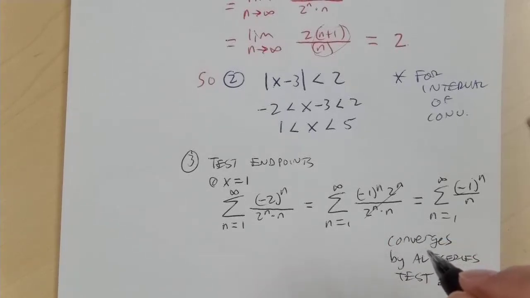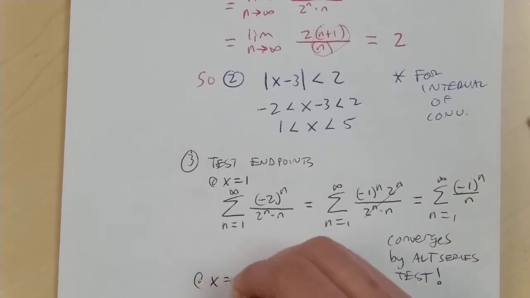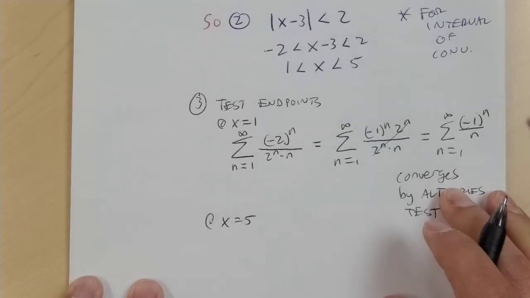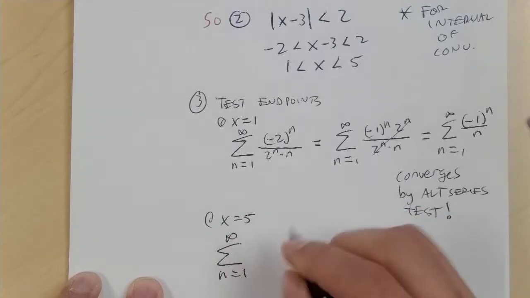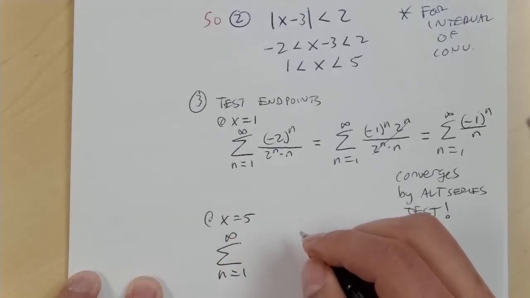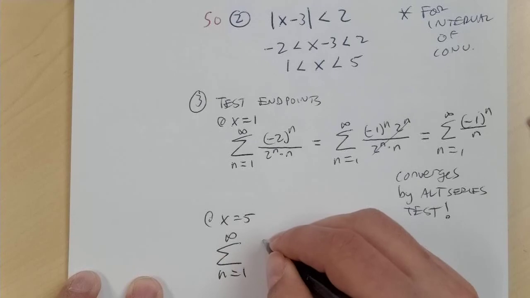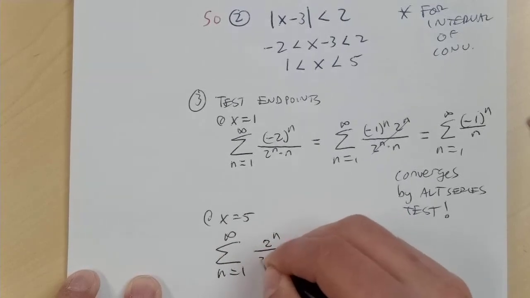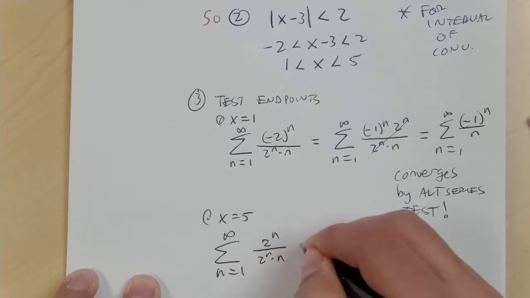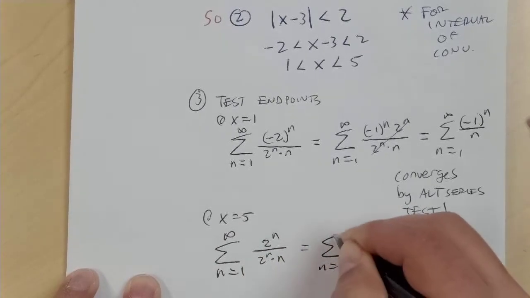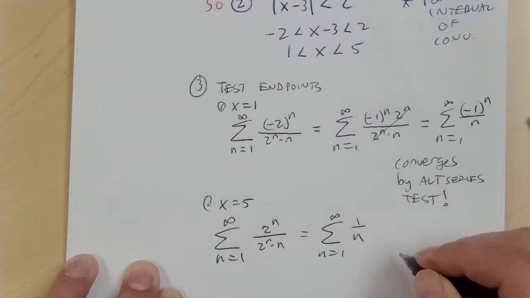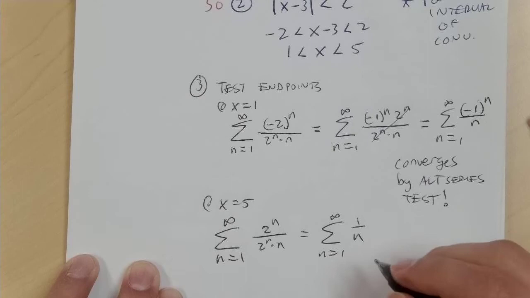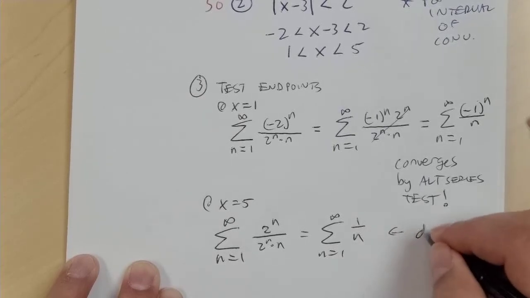Now, what's going on at x equals 5? At x equals 5, plug in 5, we're going to get 2 to the n over 2 to the n times n. Cancel out the 2 to the n's. You're left with the series of 1 over n from 1 to infinity. And that we know is a divergent series.